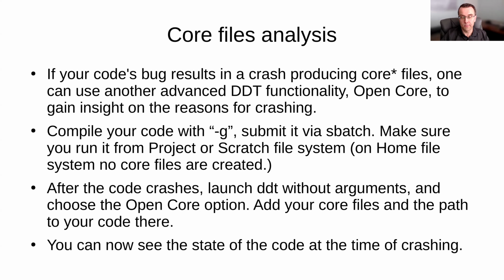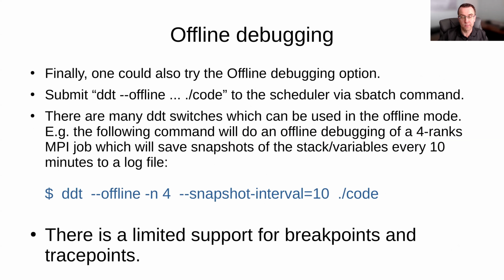Another workaround, if your code crashes producing large core files: as long as the code was compiled with -G, it has the symbolic information. What you do is you launch DDT on a login node, and there is an advanced option there. You can choose a core file to analyze, and then you will see the state of your code at the moment of the crash. In many cases, that should include the values of the variables, for example, on that line of the code. In many cases, that should be sufficient to figure out what happened.